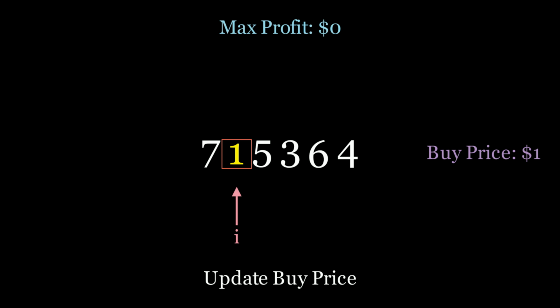And we're not updating our max profit yet because we haven't sold anything. We're just updating the buy price at which we should buy it at. Now we just move along to the next index, which is 5. In this case, is 5 less than my buy price? No, it's not. So I could actually make a profit over here. My buy price is $1. We could sell it at $5, and so I can make a profit of $4 today, right?